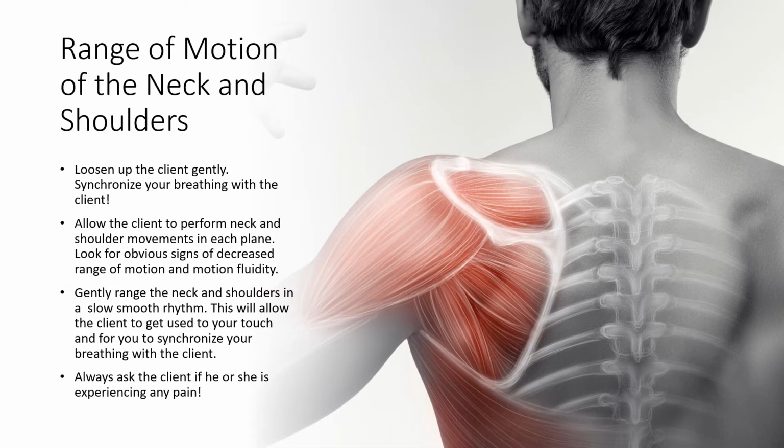So after you have performed the skin analysis and you have done the initial consultation, you want to go into the range of motion of the neck and the shoulders. This will help to loosen the client, and it's done very gently. You're going to synchronize your breathing with the client. You want to allow the client to perform the neck and shoulder movements in each plane that you would demonstrate with them. And then you're going to look for any obvious signs of decreased range of motion and motion fluidity. Are the movements smooth? Are they jerky? Are you noticing any asymmetry in terms of movement?